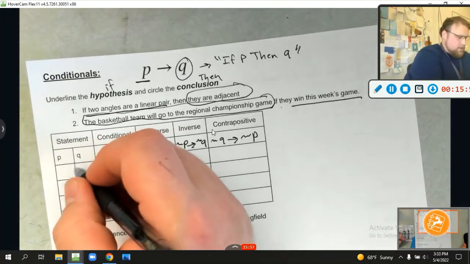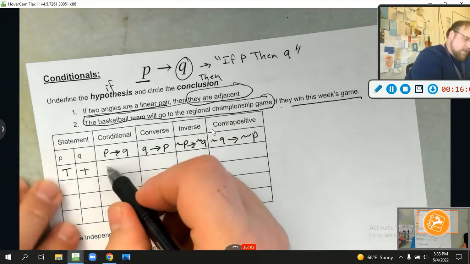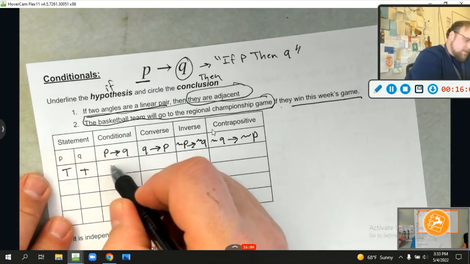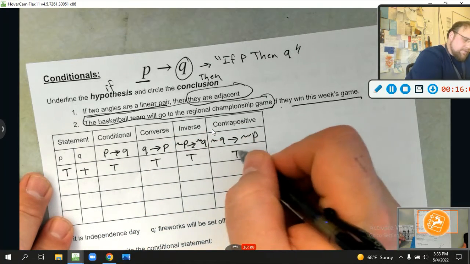So first of all, we're going to start off with true, true. If both are true, then we have an if true, then true statement, so this is true. In fact, it's going to be true across the board. All of them are going to be true.